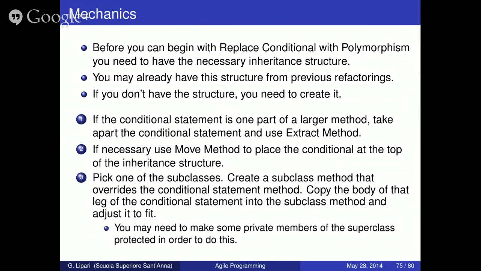Okay? If it is necessary, use move method to place the conditional at the top of the inheritance structure. Okay? So in this case, we put that into the bird class. Then you pick one of the subclasses. You create a subclass method that overrides the conditional statement method. You copy the body of that leg of the conditional statement into the subclass method and adjust it to fit. You may need to make some private members of the subclass protected in order to do that, so that the derived class can access it.